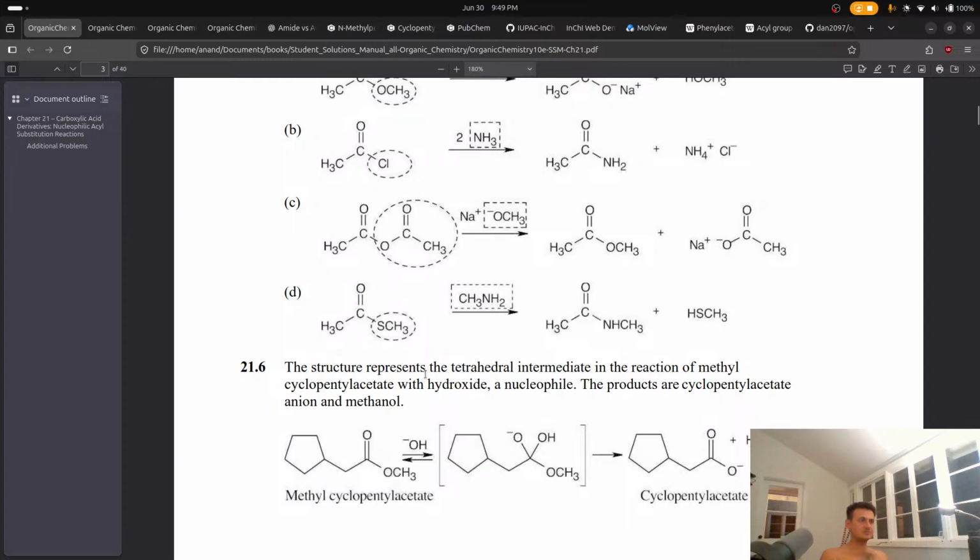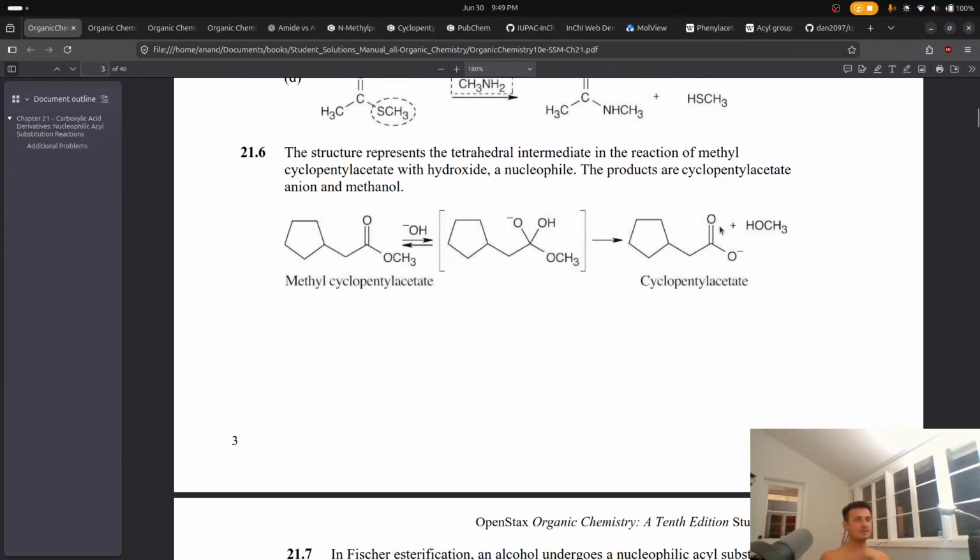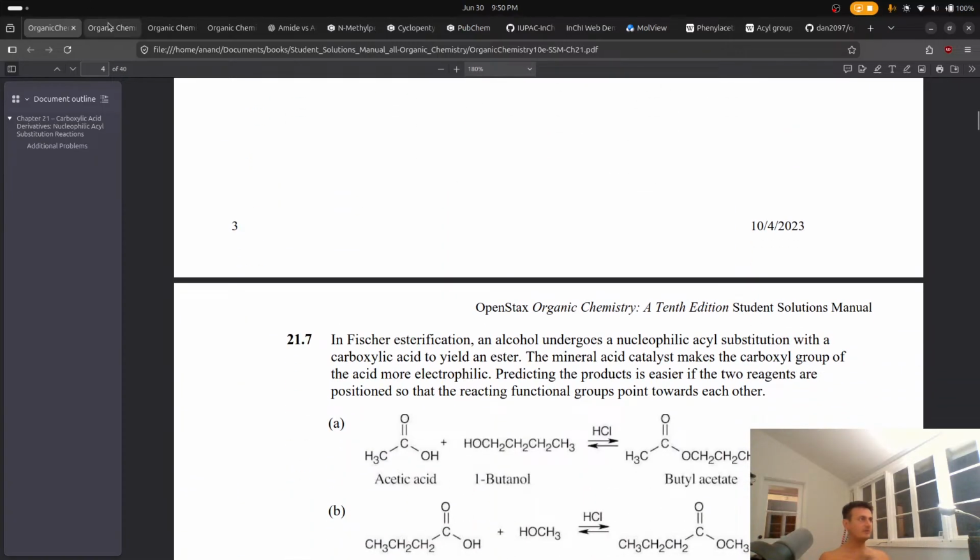The structure represents the tetrahedral intermediate of methyl cyclopentyl acetate. With hydroxide, a nucleophile, the products are cyclopentyl acetate anion and methanol. Okay. Yeah, the only thing I'm not really getting is the resonance stuff. All right.